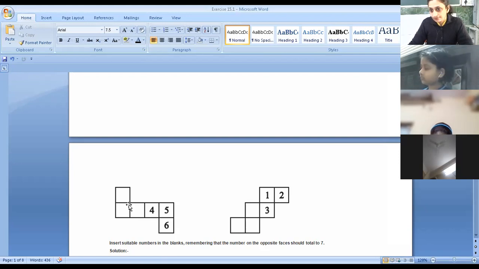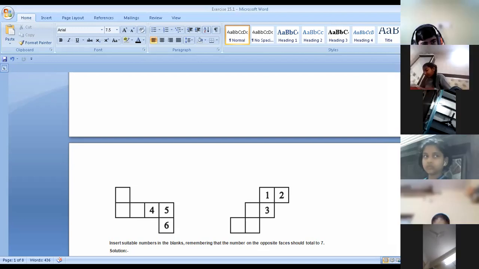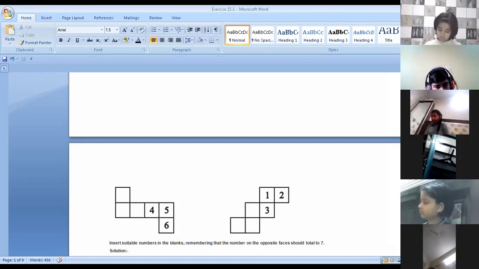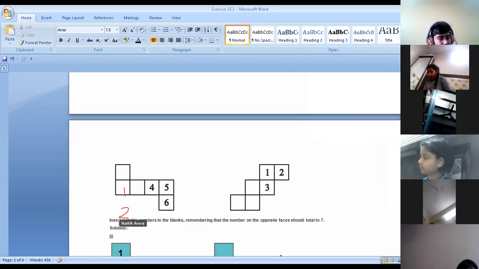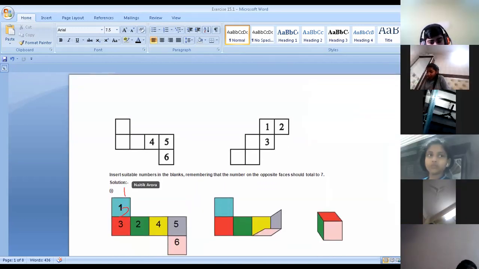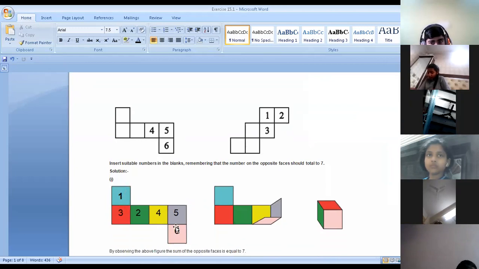Can you tell me where you can write it down? See here. Natik is writing. No, 1, 3, you will be writing here, and 2. When you are turning this, 5, here 2 will come on the back side of 5. When you leave one box here, opposite of 3 is 4.